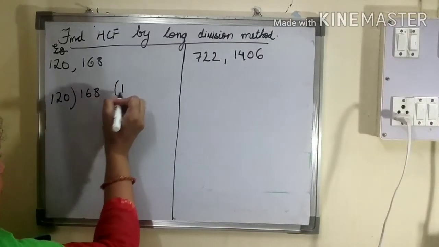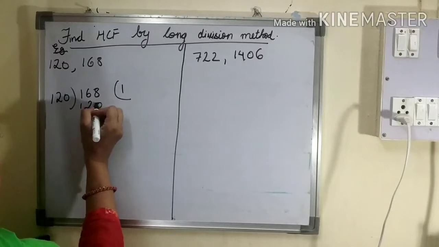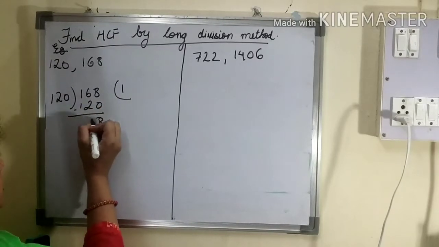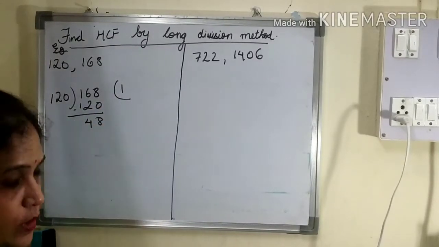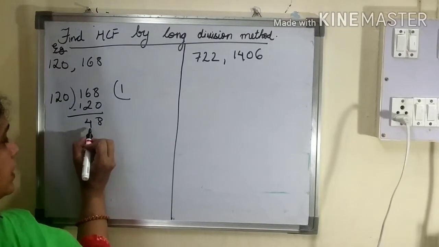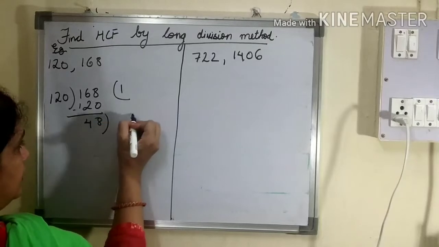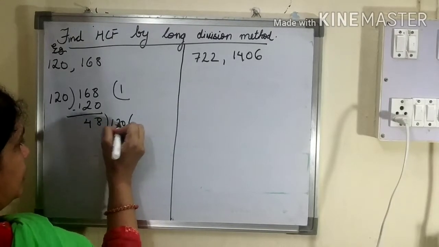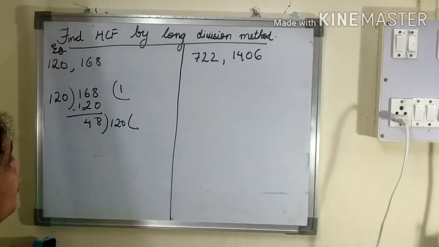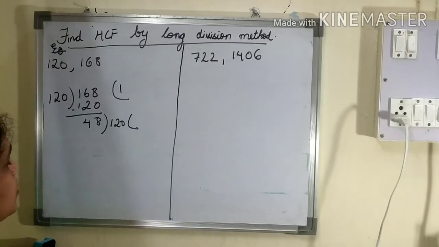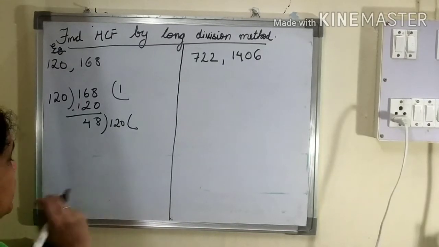Now I divide, it will go by 1 only, 120. Okay. Now what I got is 48. Now this will be the new divisor, and the first divisor will be the dividend. Now 48. 48 ones are 48, 48 twos are 96.